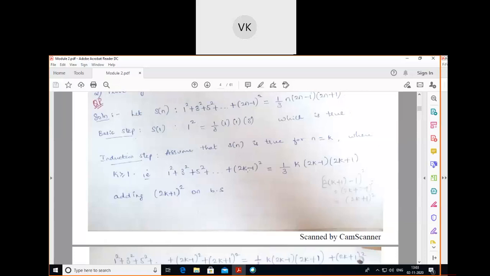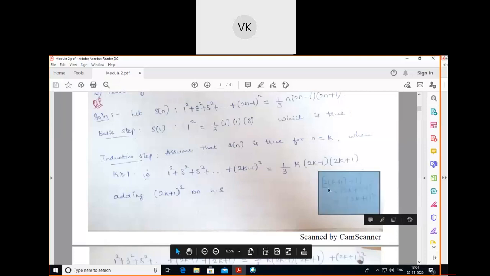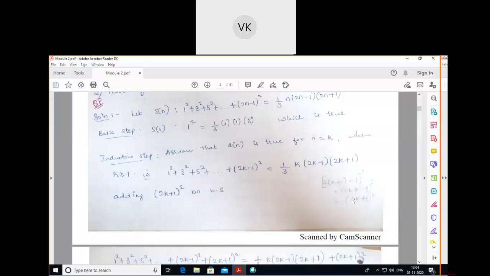Here you see 2k minus 1 whole raised to 2 is there. Here you see I have simplified. In the pencil I have written 2k plus 1 minus 1, whole raised to 2. You simplify this one: 2k plus 2 minus 1 is 2k plus 1 whole raised to 2. This one we are going to add to the LHS, and the same we are going to add to the RHS to balance the equation, yes or no?